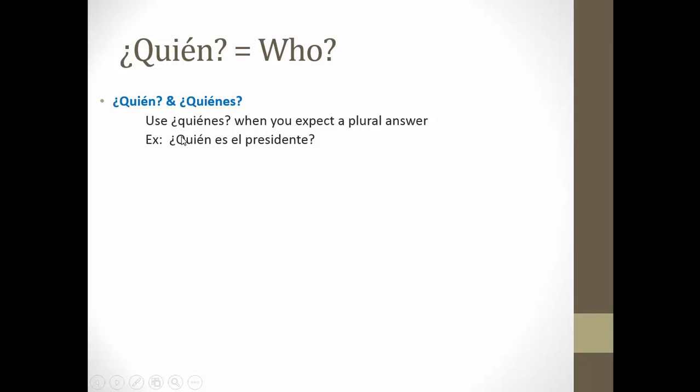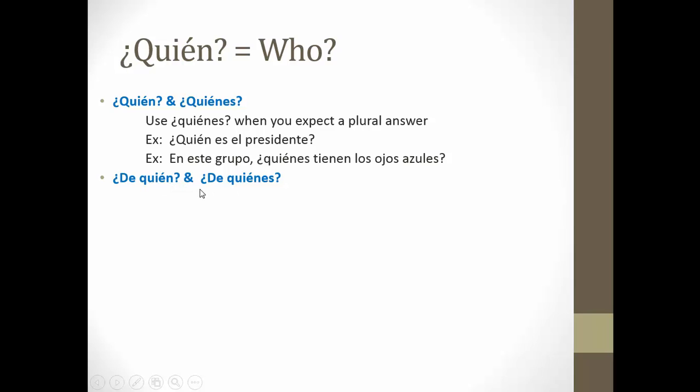¿Quién es el presidente? Who is the president? Notice I used quién because I'm expecting one name, right? It's Barack Obama. This next question, en este grupo, ¿quiénes tienen los ojos azules? In this group, who here has blue eyes? I'm expecting that more than one of you has blue eyes. Okay, so I used quiénes.